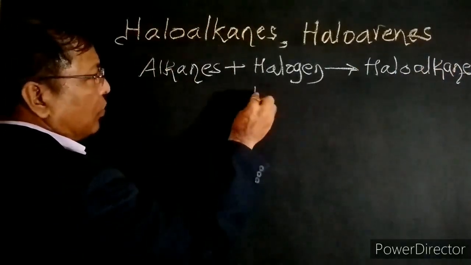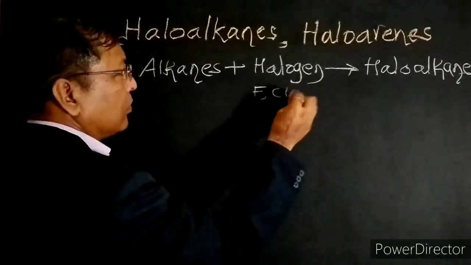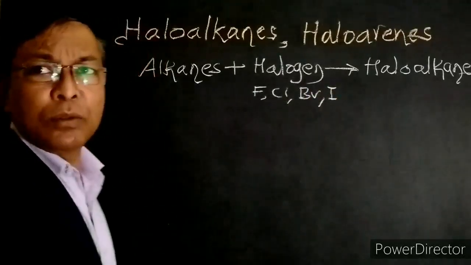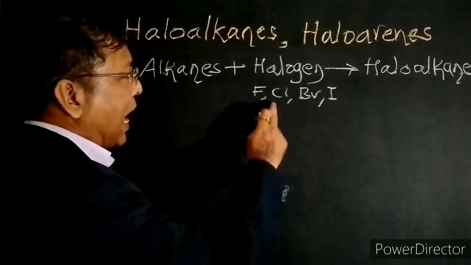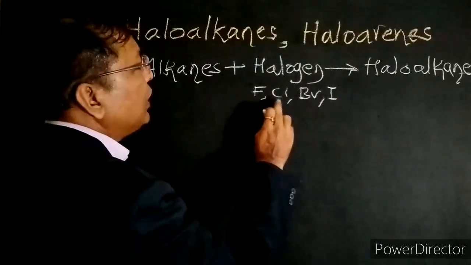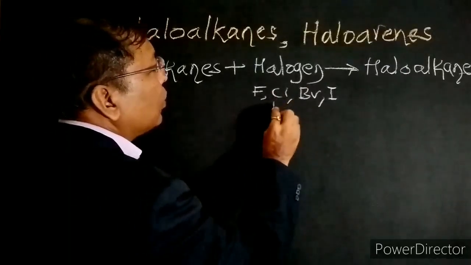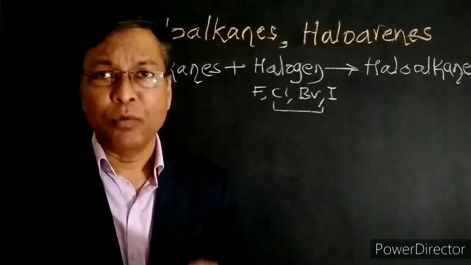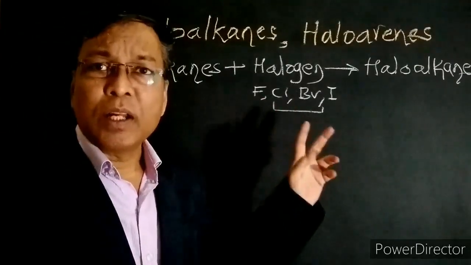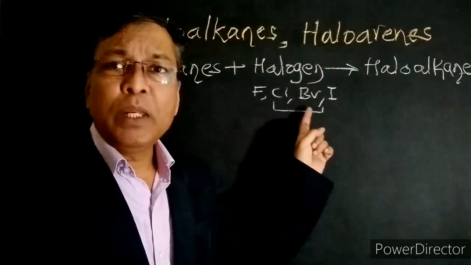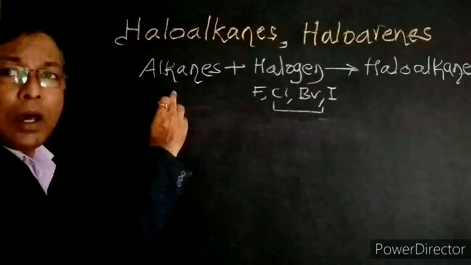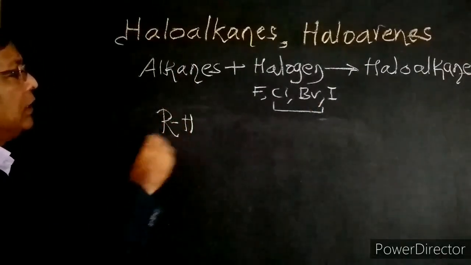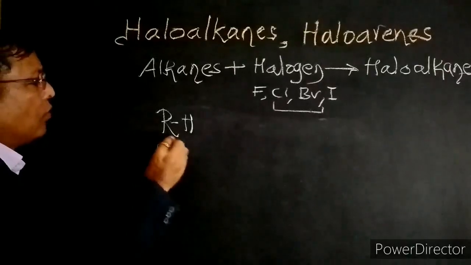The 17th group elements, fluorine, chlorine, bromine and iodine, are known as halogens. Among fluorine, chlorine, bromine, mostly chlorine and bromine containing haloalkanes and haloarenes are very important. So we have to concentrate mostly on chlorine and bromine containing haloalkanes. Alkanes are represented by RH. RH is the symbolic representation of alkanes.